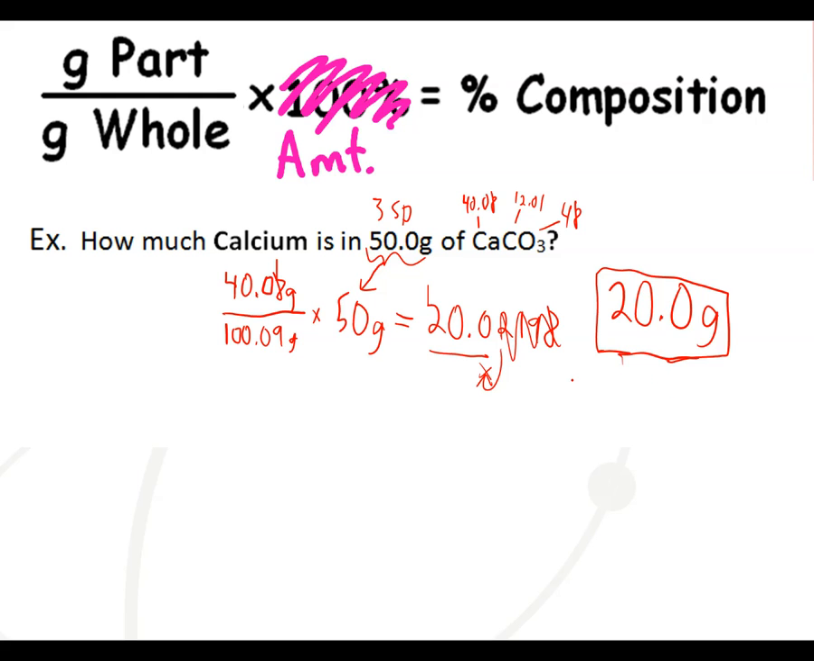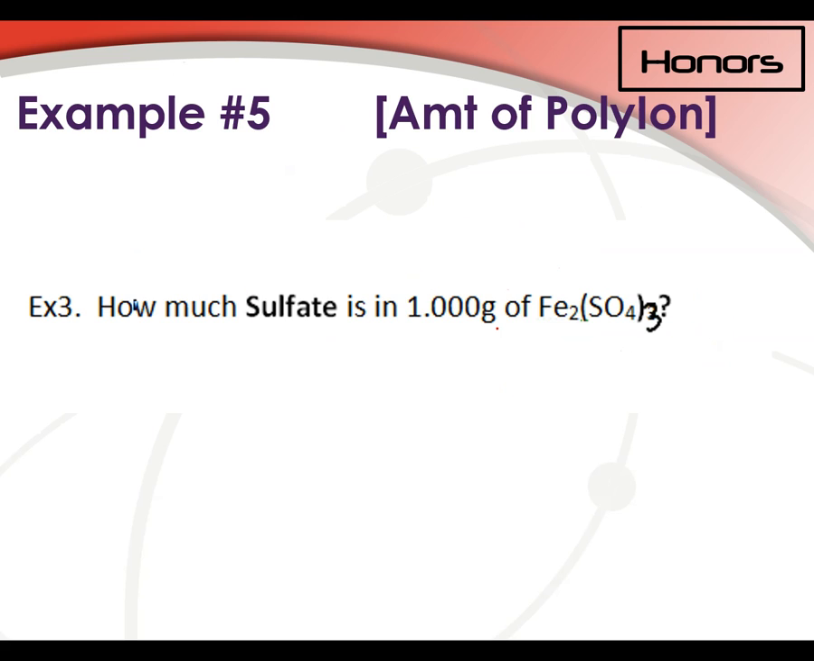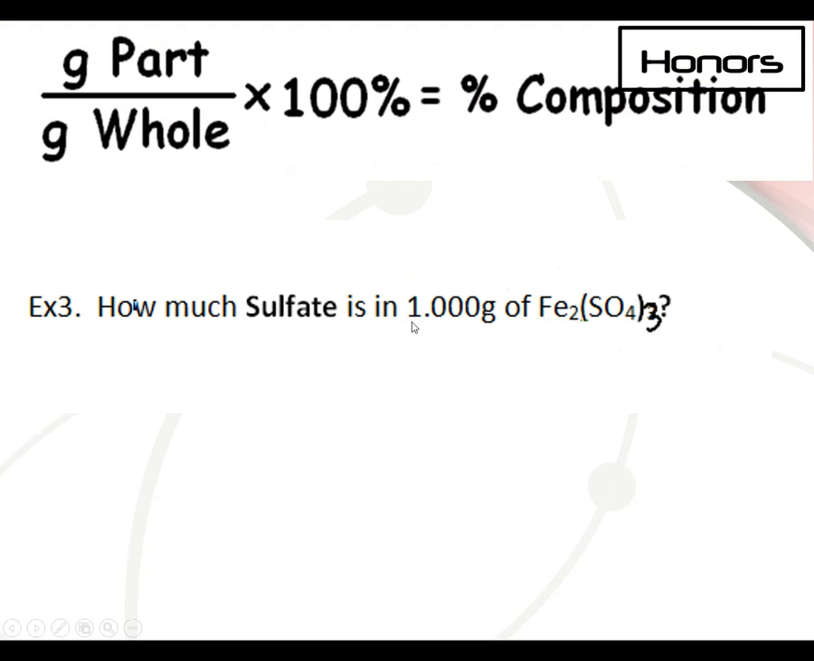Now, if you're in an honors class, there's another hurdle, and that hurdle is the mass of a polyatomic ion. When we deal with the mass of a polyatomic ion, this here is called a sulfate ion. And this here is going to become our gram of the part. So gram of the part is sulfate, and sulfate means this. And this 3 is going to affect it.